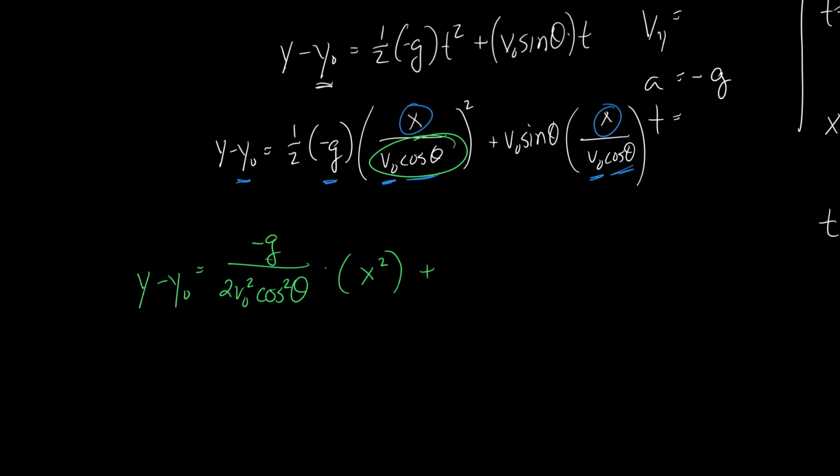Plus, I have v naught sine theta divided by v naught cosine theta. The v naughts cancel, but that gives me sine theta divided by cosine theta times x. You guys all know that sine theta divided by cosine theta is tangent? Is that true all around? Do you know why? Did somebody prove it to you and show you? So you don't know why? You just accept it as truth? My word.